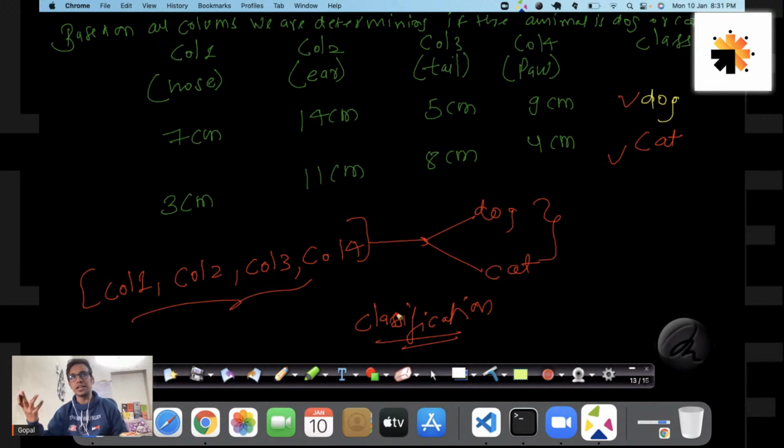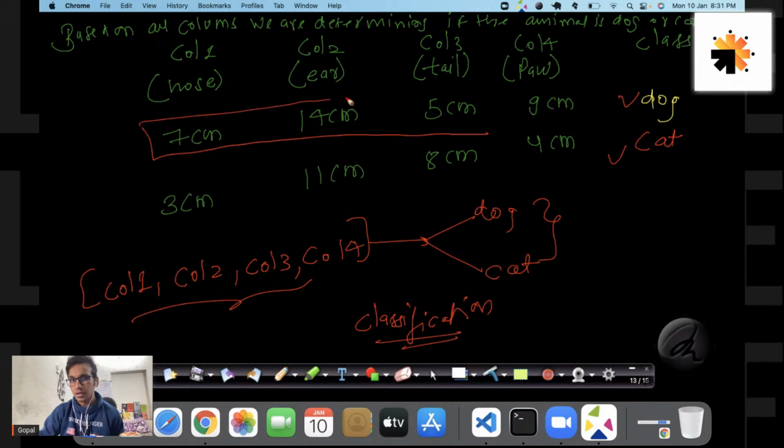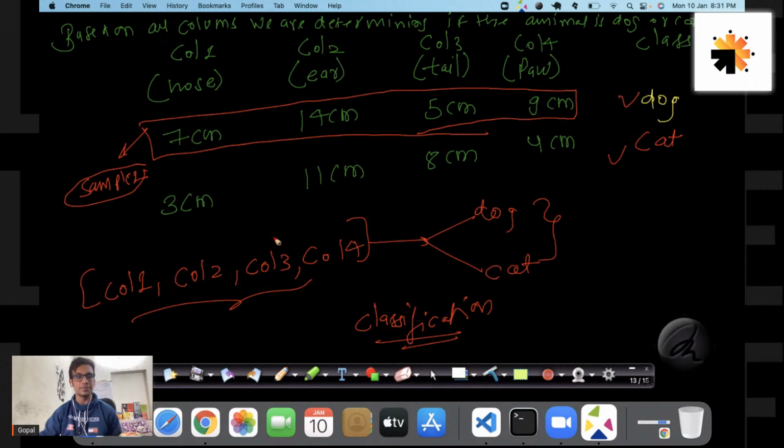When you perform a classification, you determine which class your sample belongs to. Like in this case, this part will be your sample 1, and this could be your sample 2. And now I can tell this sample belongs to class dog, and this sample belongs to class cat. That was a classification. Let's try to understand another example.